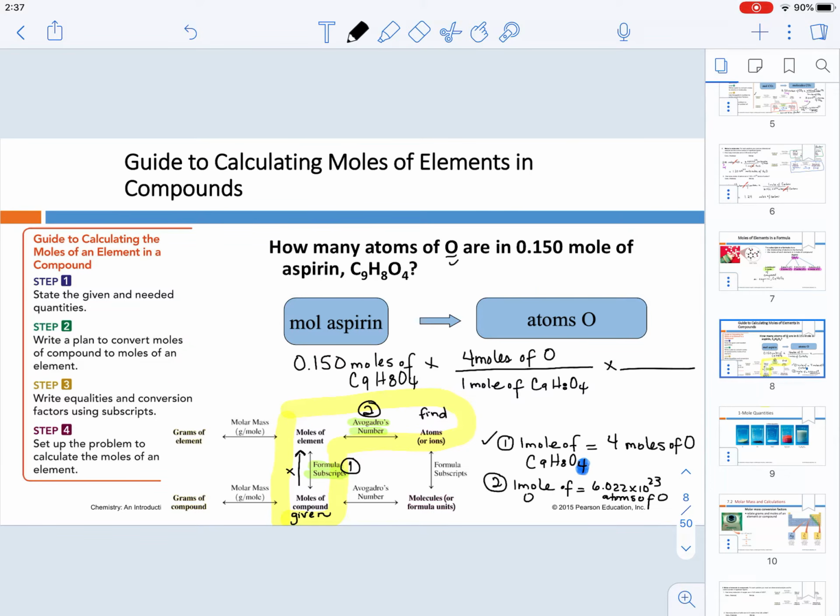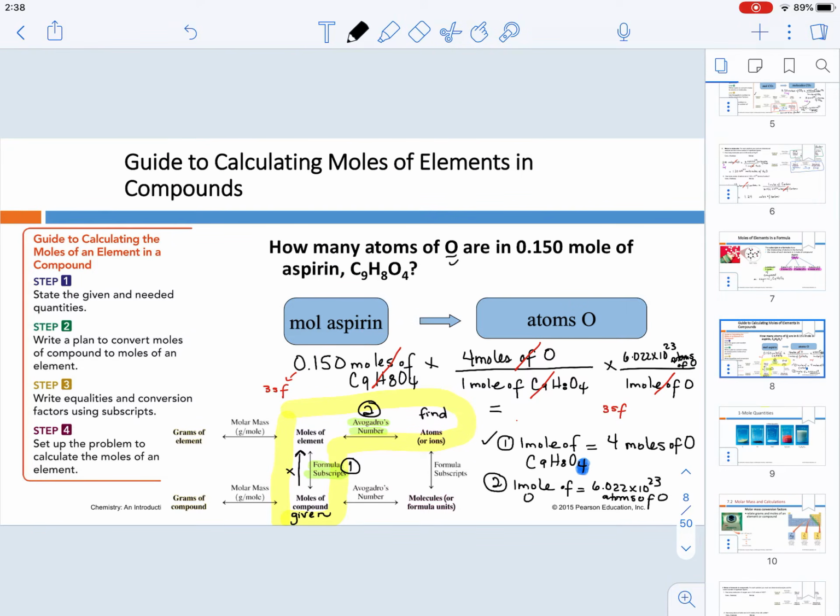Then in the next box, I'm going to write the second conversion factor. Remember that I'm trying to cancel moles of oxygen. So in the bottom, I'm going to write 1 mole of oxygen. And on top, Avogadro's number, 6.022 times 10 to the 23rd atoms of oxygen. Okay? So when I do this problem, moles of compound and moles of compound cancel, moles of oxygen and moles of oxygen cancel. Because this has 3 sig figs, my final answer needs to have 3 significant figures.